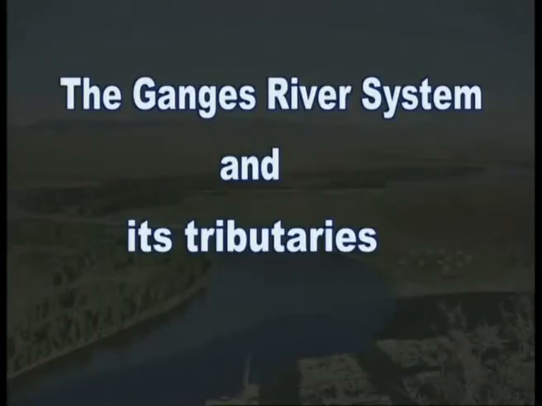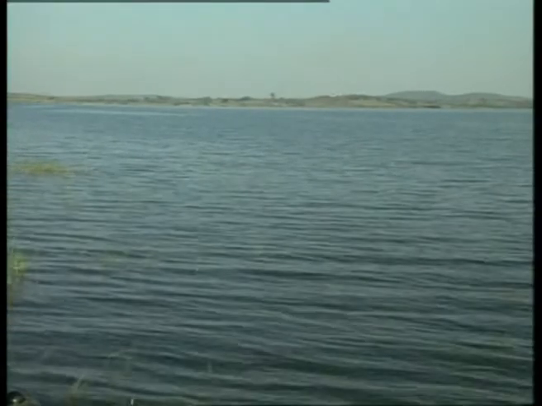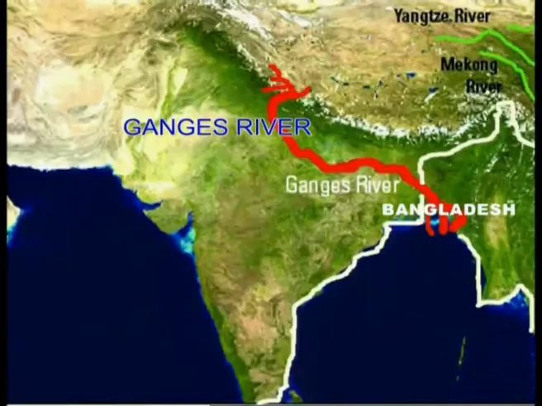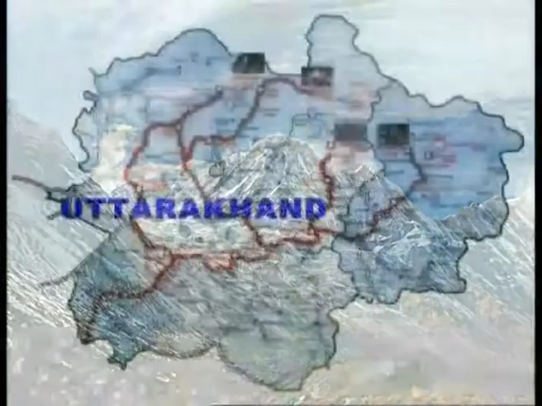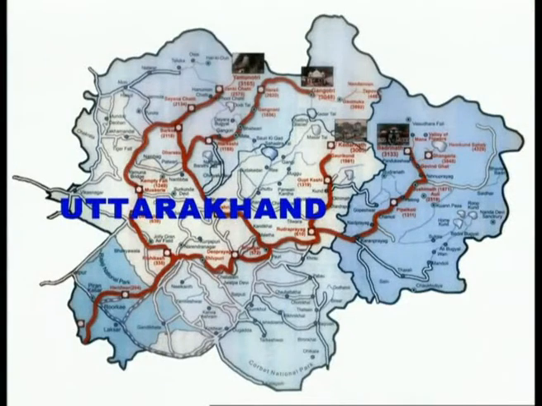The Ganges River system and her tributaries. The Ganges is one of the major rivers of the Indian subcontinent, flowing east through the Gangetic plain of northern India into Bangladesh. The 2,510-kilometer river takes its birth in a cave referred to as Gomukh by devout Hindus at the bottom of a glacier in the western Himalayas in the Uttarakhand state of India.